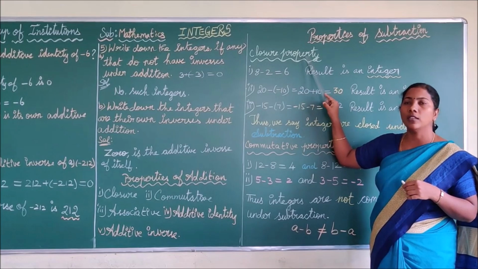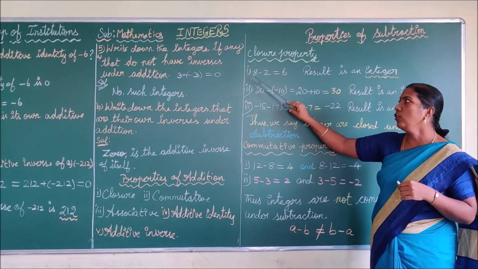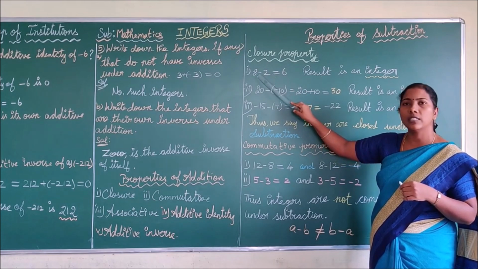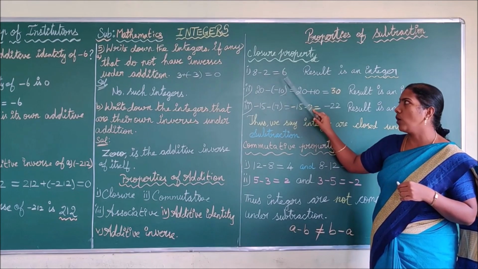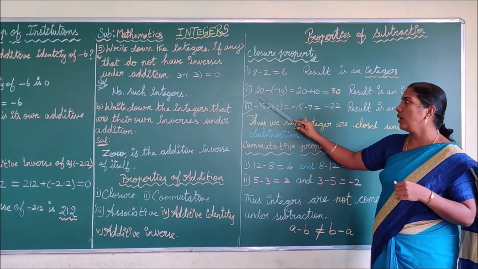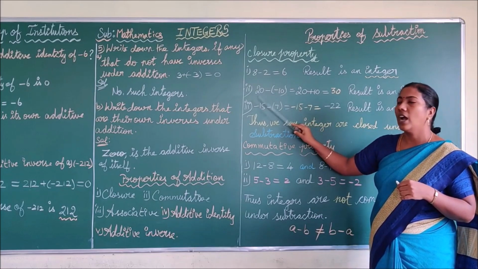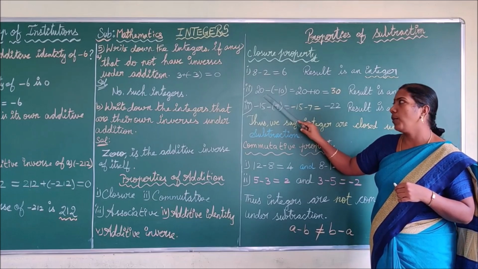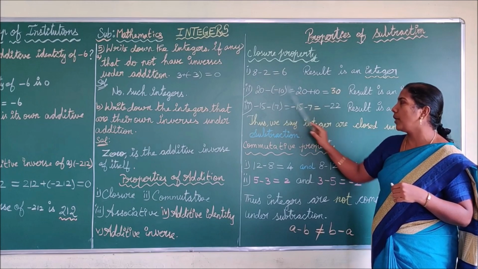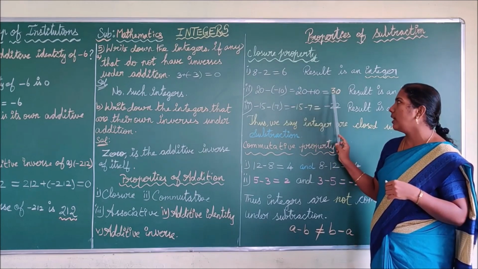Closure property. See this example. We are taking two integers, 8 and 2, and applying the operation subtraction here. 8 minus 2. What is the answer? 6. 6 is also an integer. Next we are taking two integers, one positive and another negative, and applying the operation subtraction. What is the answer? 20 minus minus 10 is plus 10, you get the answer 30.